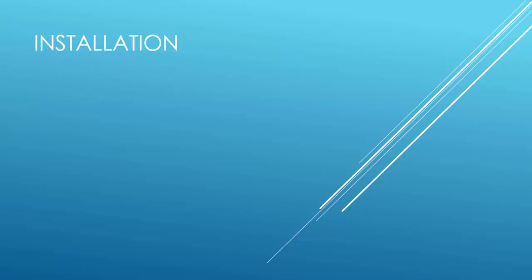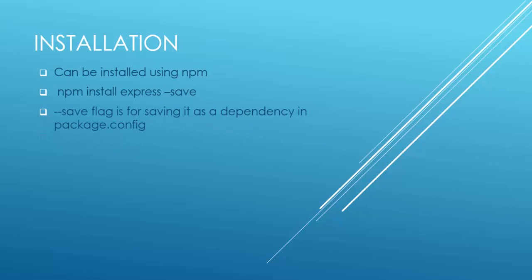So next, let's see how to install ExpressJS. It's very easy, it's very simple. You just need to use npm, as we said in the previous slide. Npm is used to include your third-party packages. So the command is npm install express --save. The save flag is for saving it in a configuration file as a dependency.